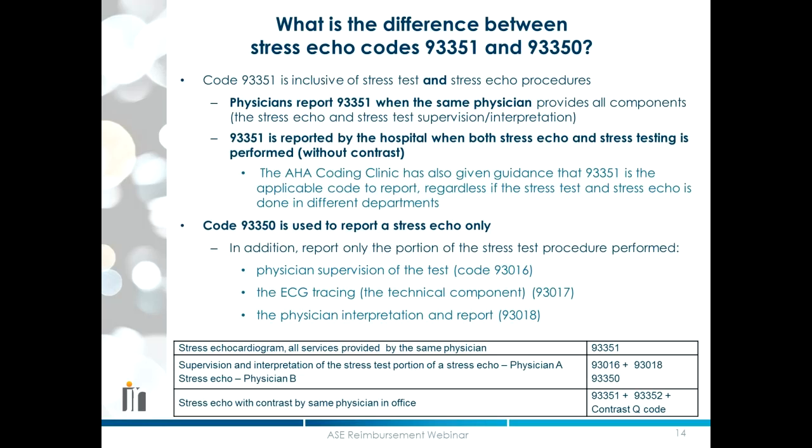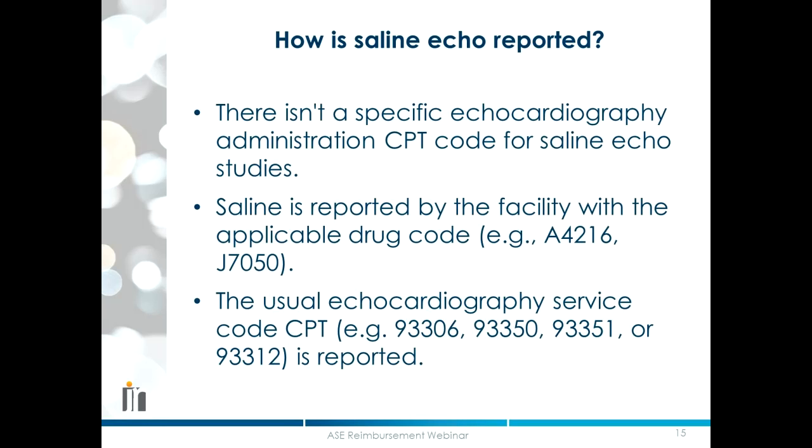Moving on to slide 15, how is saline echo reported? There isn't a specific echo administration CPT code for saline. It's reported by the facility, the one who's using the drug. They can use any of the drug codes associated with saline, but it is reported with the usual primary echo service, 93306, 93350 or 93351 for stress echo, or for TEE as well.